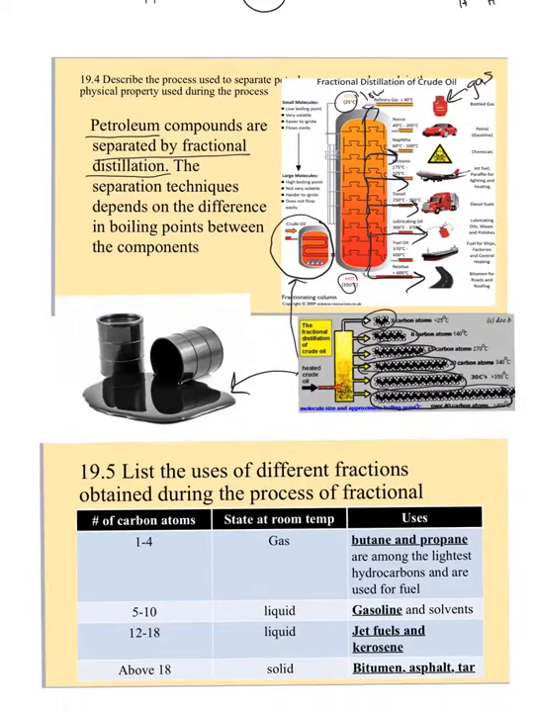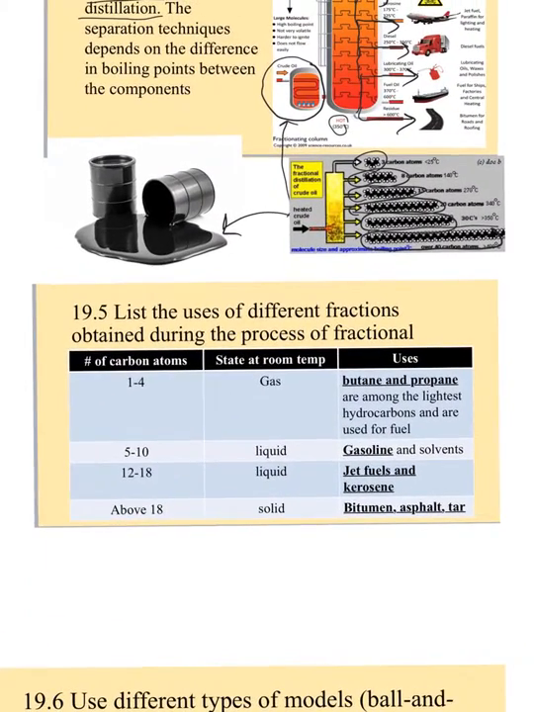Now, if you look at this table down here, you will see that the really small molecules, 1 to 4 carbons, are going to be gas. This is like the propane in your kitchen. The things that are between 5 to 10 carbons long are liquids. This is like our petrol. Things that are 12 to 18 carbons long are thicker liquids, so they are kerosene and jet fuels for airplanes. And anything above 18 carbons, really long, thick chains, is going to be a solid, and it's used as bitumen. I told you bitumen was the thing that they used to lay the roads.